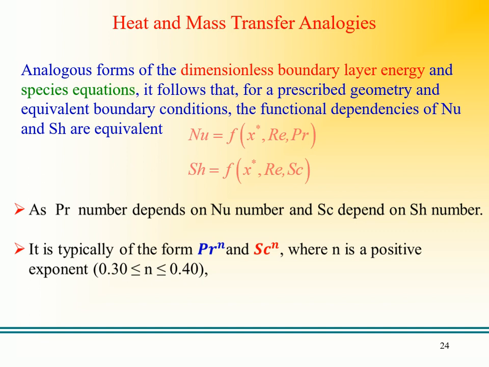So it follows that for a prescribed geometry and equivalent boundary layer conditions, the functional dependence of the Nusselt and Sherwood numbers is as follows: the Nusselt number is a function of the position x, the Reynolds number, and the Prandtl number, and the Sherwood number is a function of x, the Reynolds number, and the Schmidt number. In heat transfer, the Prandtl number and Nusselt number go together; they are dependent. In mass transfer, the Sherwood number is a function of the Schmidt number, and they are mostly a power of n, Prandtl number to the n and Sc to the n, whether it's an empirical relation or a derived equation. Its value mostly varies from 0.3 to 0.4.